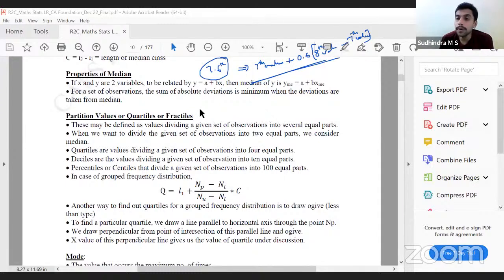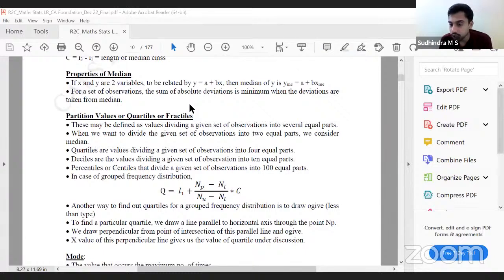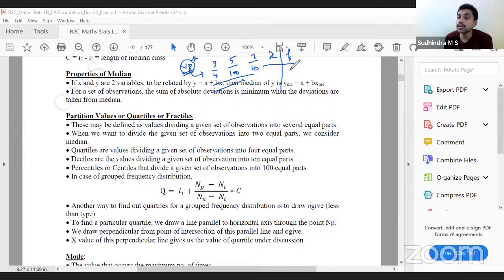In case of grouped data for discrete distribution, it is still the same. Calculate n into p, the n into pth value. P depends upon what you want. Q3 means 3 by 4, P5 means 5 by 100, D7 means 7 by 10, and so on. And locate it in the frequency distribution that we have.